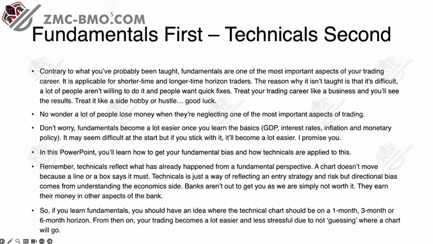So if you learn fundamentals, you should have an idea where the technical chart should be on a 1 month, a 3 month, or a 6 month horizon. From then on, your trading becomes a lot easier and less stressful due to not guessing where a chart will go. This is really important because if you're technically just drawing lines on the chart, you obviously have done your back testing, fine, but you don't have that deeper understanding why that should happen. The question you have to ask yourself is why? Why is this going to happen? You can't say, oh, because it's broken structure, it's pulling back, now let me long it. That's not a reason. So you need that reason, and the fundamentals gives you that reason.